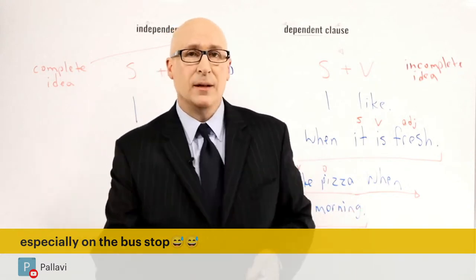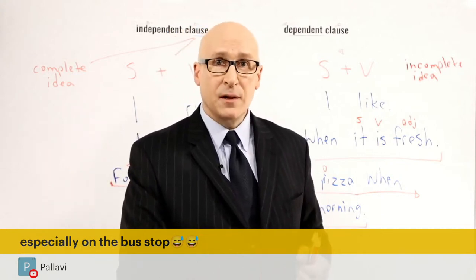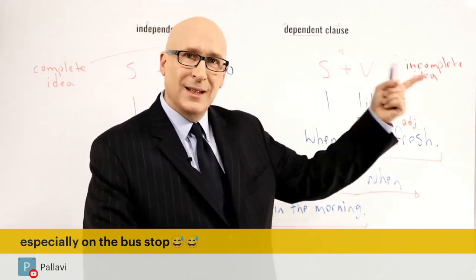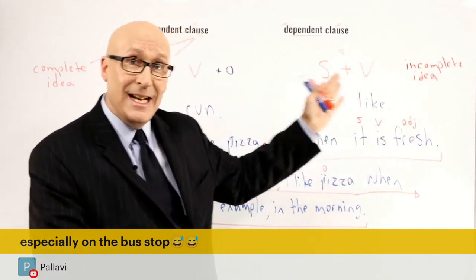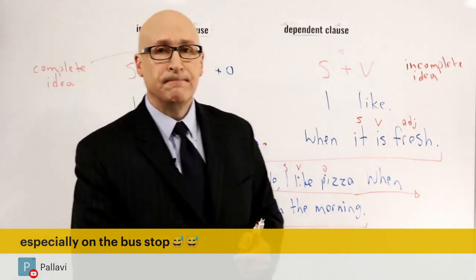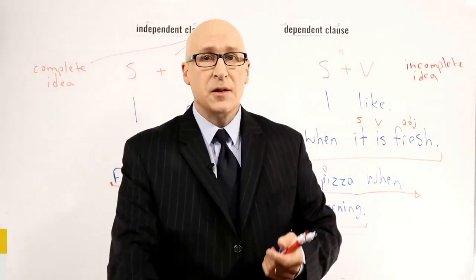It needs help. Okay? That's a dependent clause. A dependent clause, it's a clause, has a subject and a verb, but it's not a complete idea. It needs to be connected to this in one sentence. They need to be together in one large sentence.